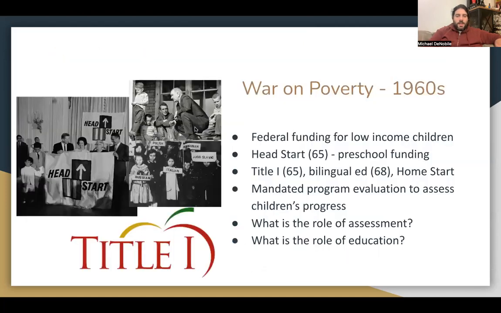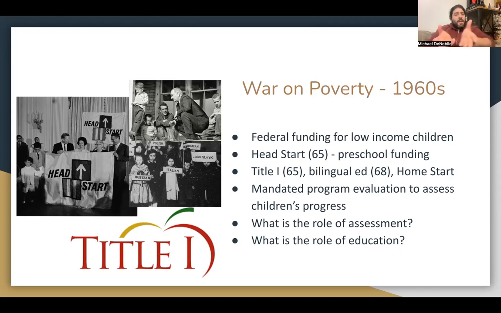This brings us to the 1960s with the war on poverty. So while we're moving forward in the Cold War and the civil rights movement, post assassination of John F. Kennedy, Lyndon B. Johnson, LBJ, becomes president, and he declares the war on poverty. So what was the war on poverty? It was putting federal funding into low-income areas of our country.